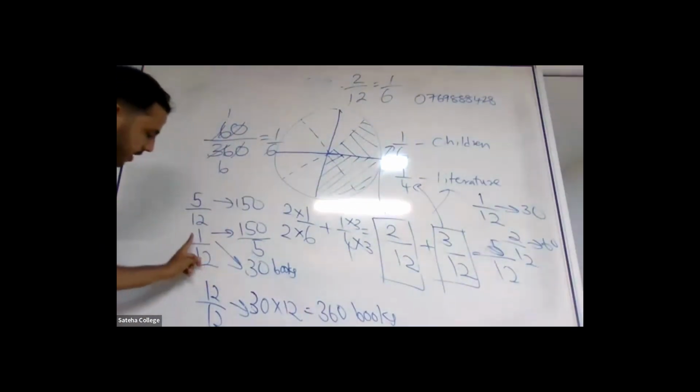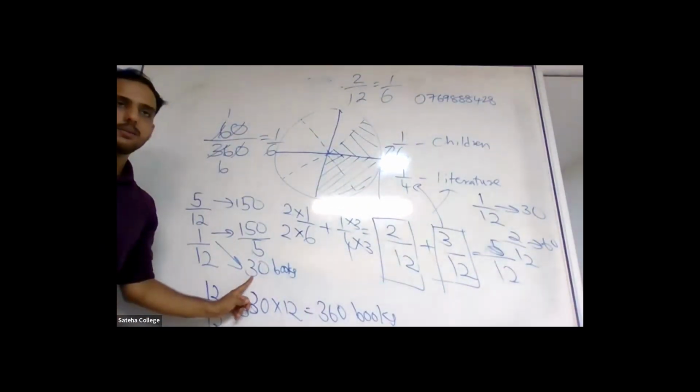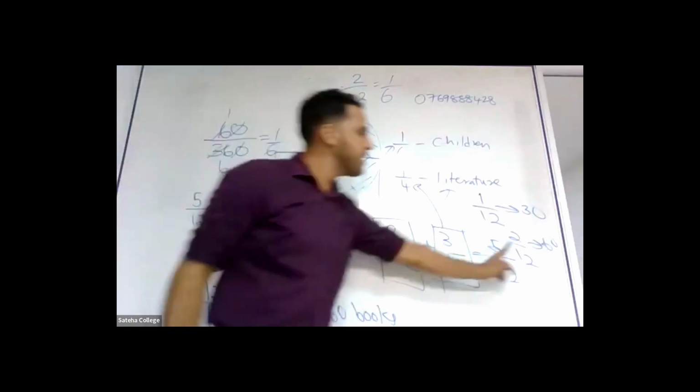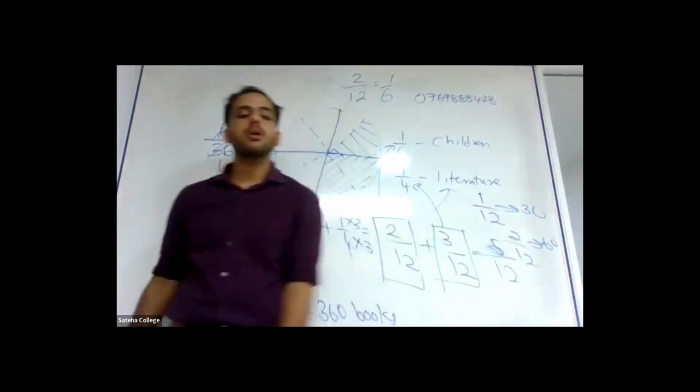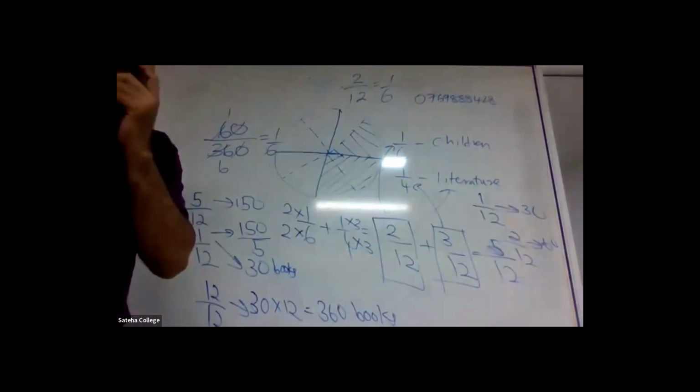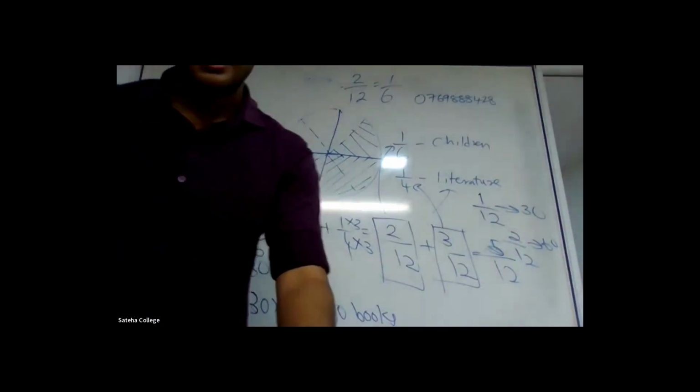Right? You have already found 1 over 12 is equal to 30 books. Then in your mind, if you give 60 books, then that fraction is equal to 2 over 12. Okay, right, good. Now last part.